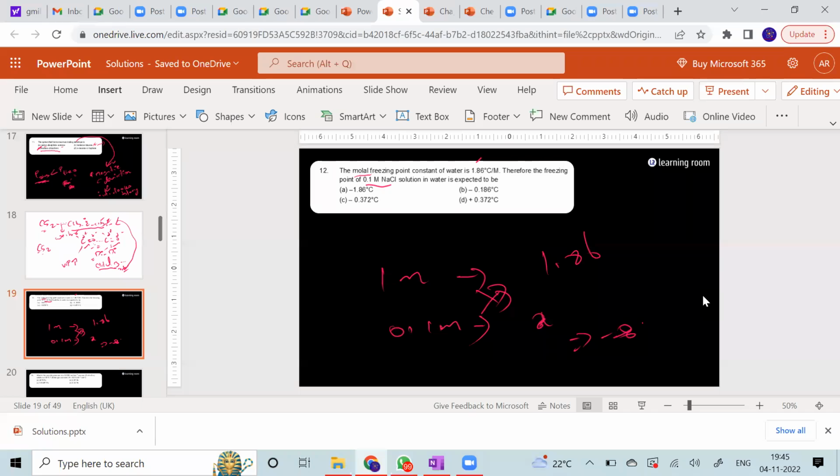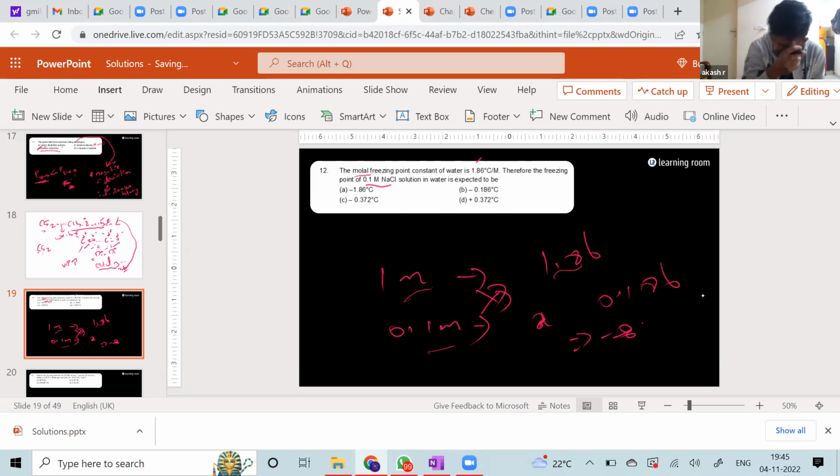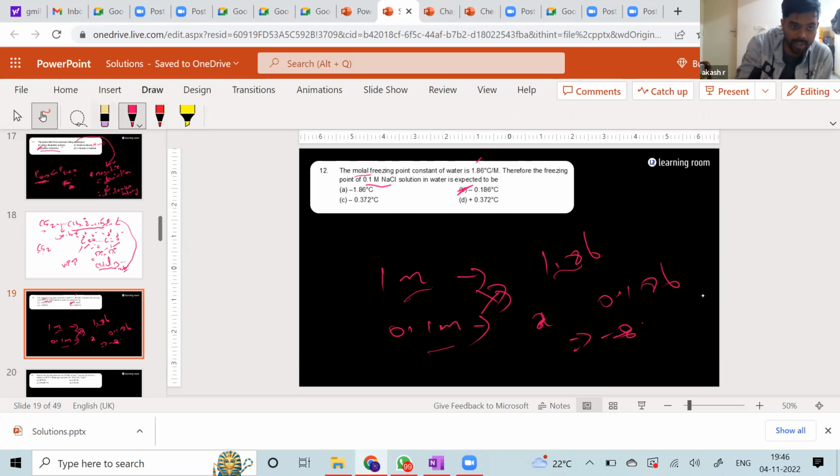Sir, 1.86 is Kf. The constant is given. 1.86 is the constant of molal freezing point. So if it is for 1 m, it is 1.86. For 0.1 m, it should be 0.186, is it not? So where is 0.0186? Sir, is it the freezing point and the freezing point constant, or the same? Oh, it's the freezing point constant. Oh, I am so sorry. So that's absolutely true. We are reading the question in an entirely wrong sense till now.